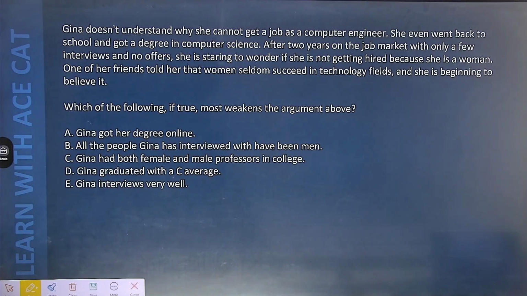So we need to understand the argument first. Gina doesn't understand why she cannot get a job as a computer engineer. She even went back to school and got a degree in computer science. After 2 years on the job market with only a few interviews and no offers, she is starting to wonder if she is not getting hired because she is a woman. And one of her friends told her that women seldom, meaning rarely, almost never, succeed in technology fields and she is beginning to believe it.